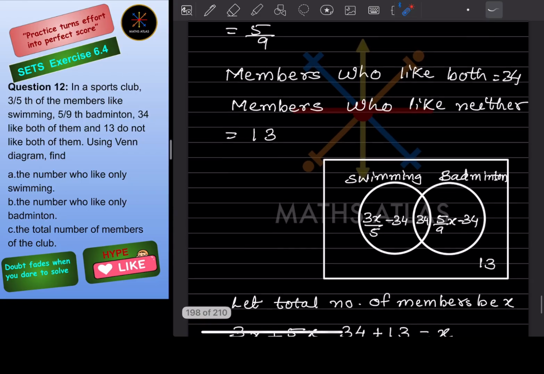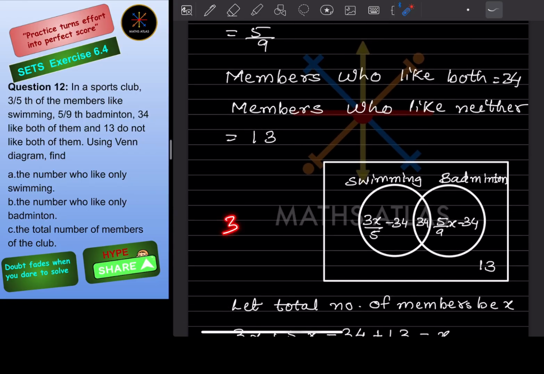So swimming means it's given 3 by 5. So 3 by 5 we can write X, and here you are going to subtract this minus 34, because this is the whole circle that you are going to consider. So you are going to subtract this minus 34, and who likes badminton is 5 by 9. So 5 by 9 X minus this one. Again, this is the whole circle for this one. 34 is for this as well. So you are going to subtract this one. And who do not like both of them, so 13 should be written over here.